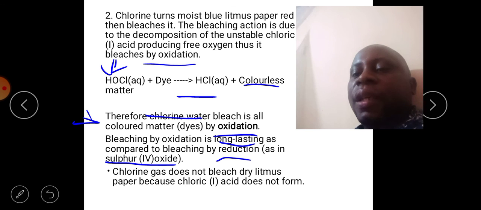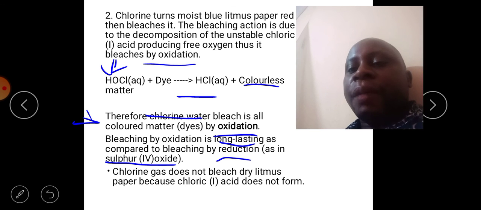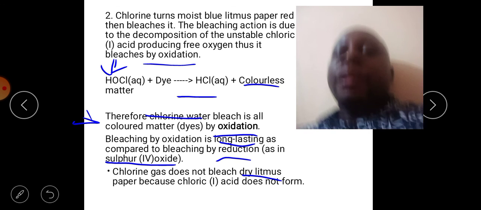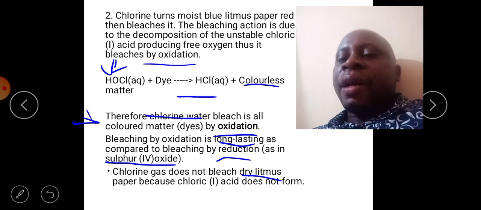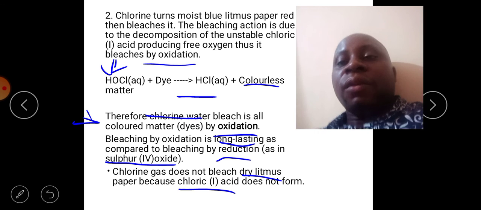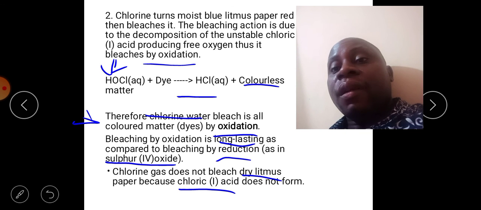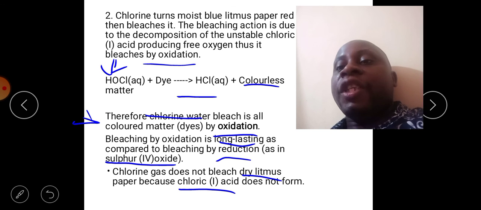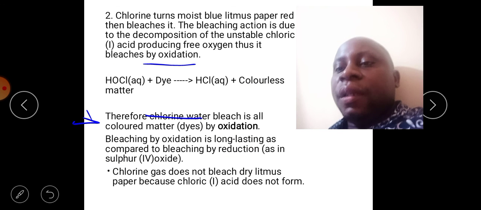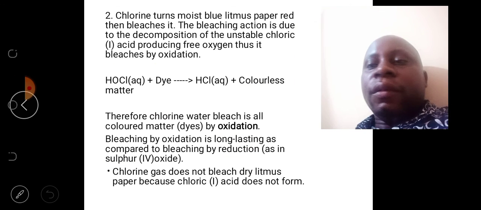Last but not least, chlorine gas does not bleach dry litmus paper, does not bleach dry dye or dry color. Why do you think is the reason? When the litmus paper is dry, the chloric 1 acid does not form. So the chlorine has to dissolve in water to form chloric 1 acid, which now will bleach the dye. Okay? Good. So far, so good.